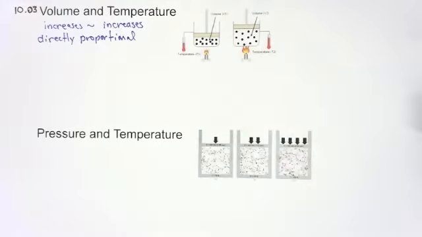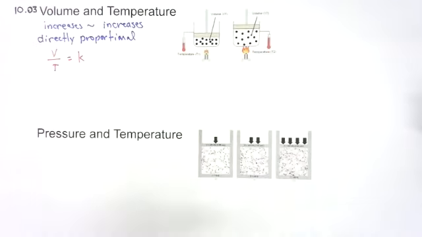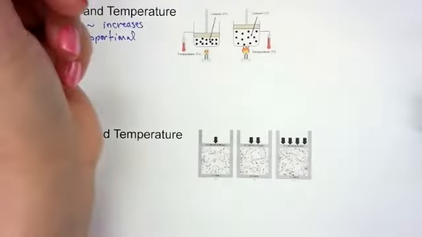So mathematically, we represent this as volume over a given temperature is equal to a constant K. Which means if our system is closed, we can't add things or take things away from the system, and we're behaving as an ideal gas, then if I take volume and divide it by the temperature, it will always be some value.